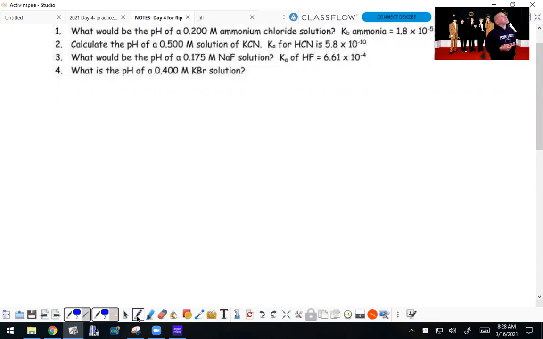All right, let's see how we're doing. So as I said, the equations. So what would the pH of ammonium chloride be? Ammonium chloride is NH4Cl.